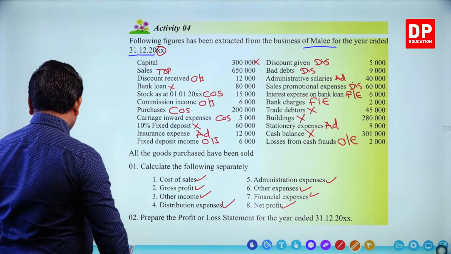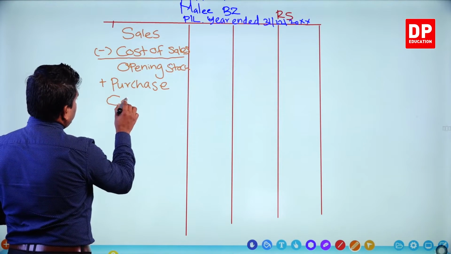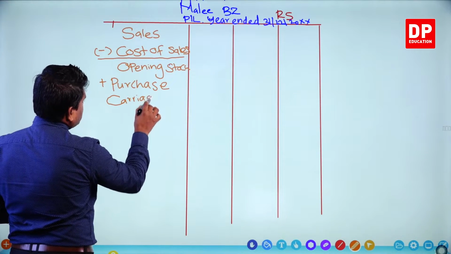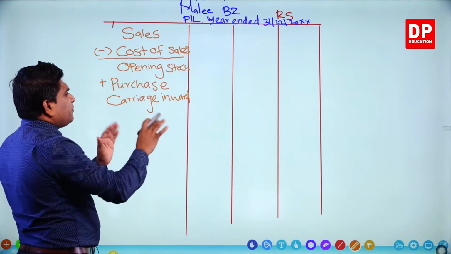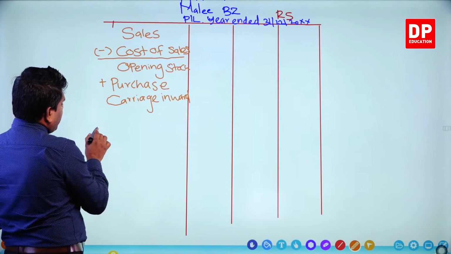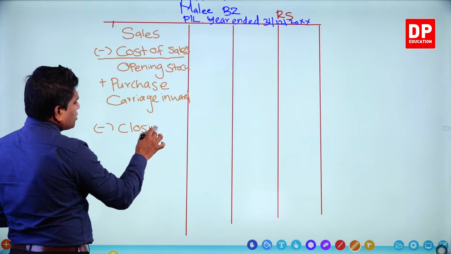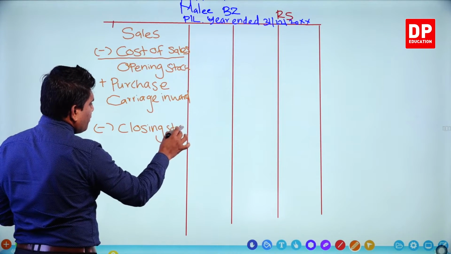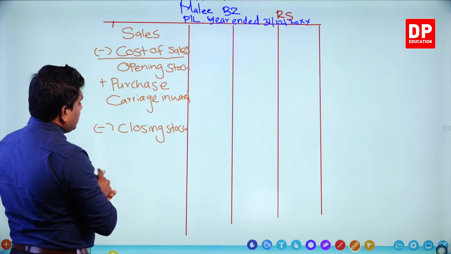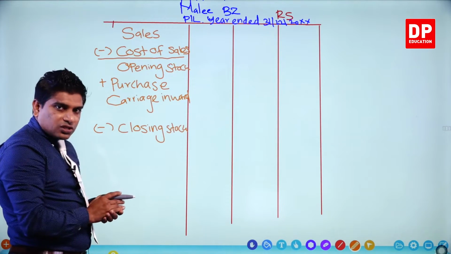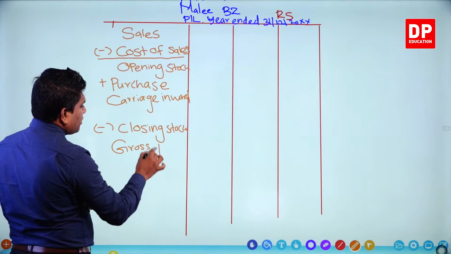No. Then we write here only one, what? Carriage inwards, right? Carriage inwards. After that we add all this, then from that we minus what? Closing stock. After the closing stock, you can find what? Cost of sales. Then sales was given. Then after the closing stock, you can see the cost of sales. Then you can write what? Gross profit.